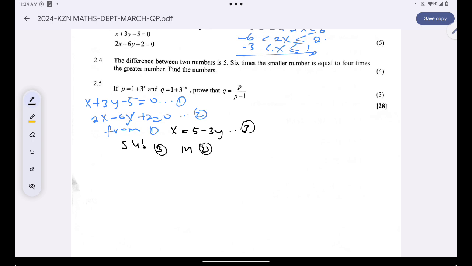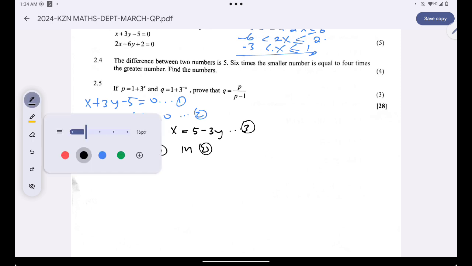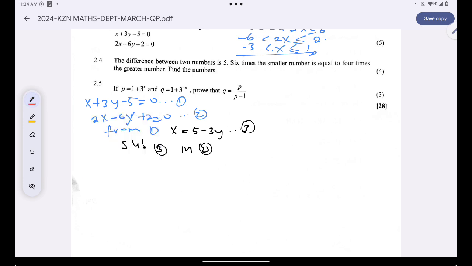Substitute equation 3 in equation 2. Whenever I do that, it simply means whenever I see x in equation 2, I must put 5 minus 3y. I have 2x there. Whenever I see x, I must put 5 minus 3y. So now it will be easy for me to solve because I have one unknown. So 2 multiplied by 5 is 10. I have 6y there.